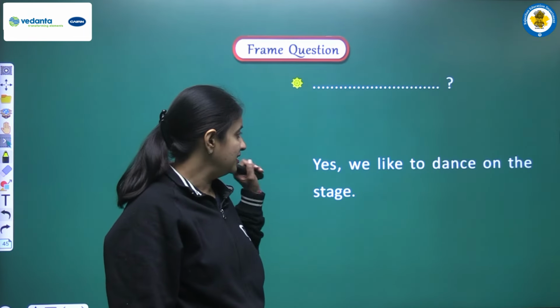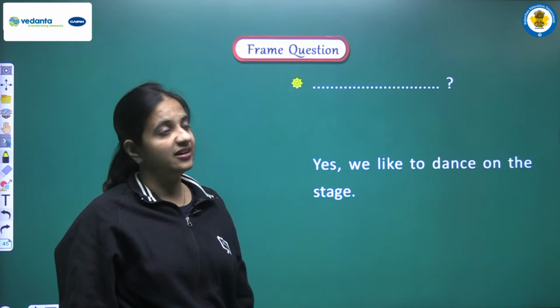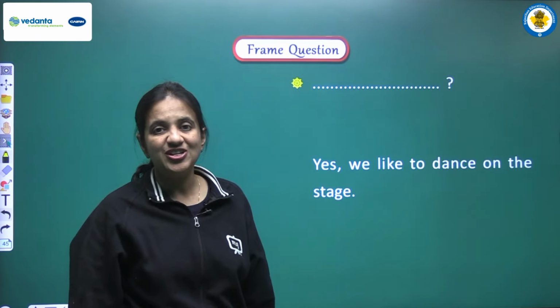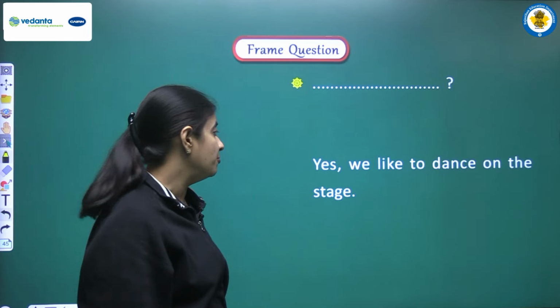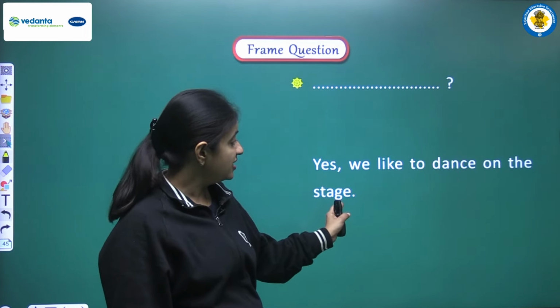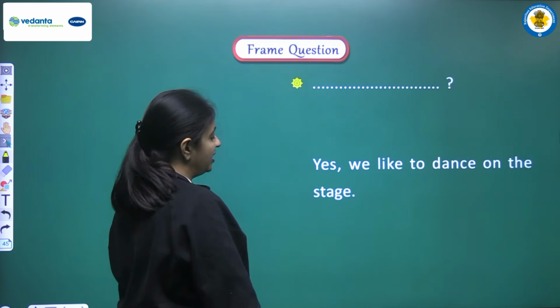Now we have the answer in which we have yes in the beginning. So one thing is clear here, that we have to make a question, and in the beginning of the question we have to use the auxiliary verb here. So let's see the answer. Yes, we like to dance on the stage. So how can we make the question?